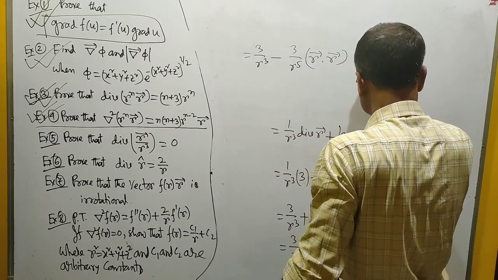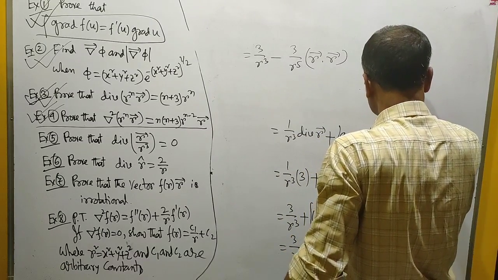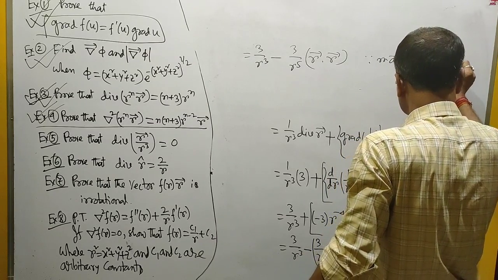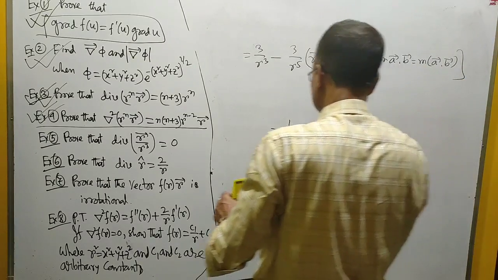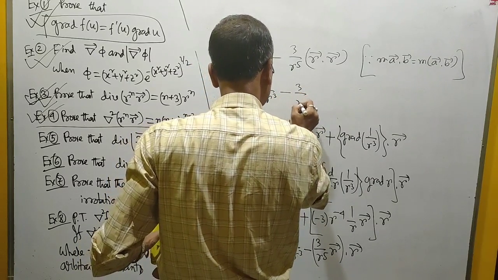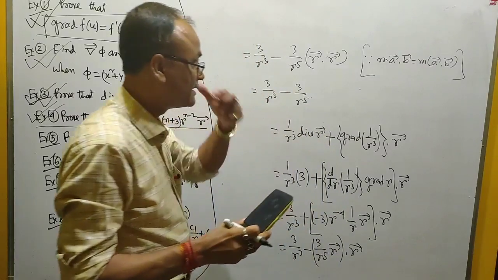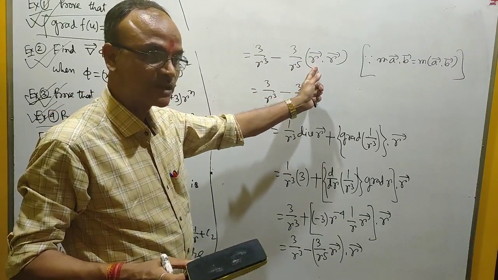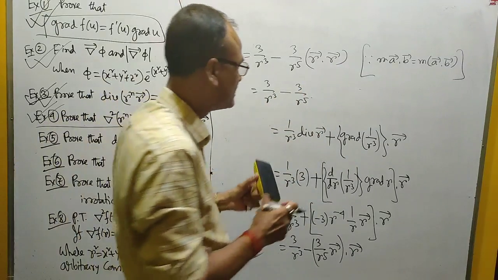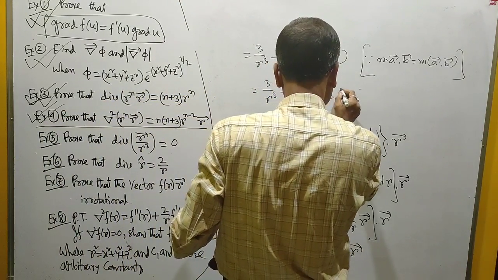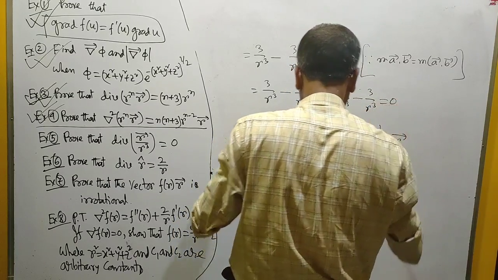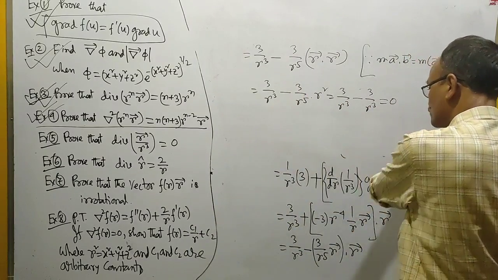What we have applied is that m A vector dot B equals m A dot B. This is equal to 3 divided by R cube minus 3 divided by R to the power 5, into cos 0, which means 1. This is equal to R square. This is equal to 3 by R cube minus 3 by R cube. This is equal to 0.